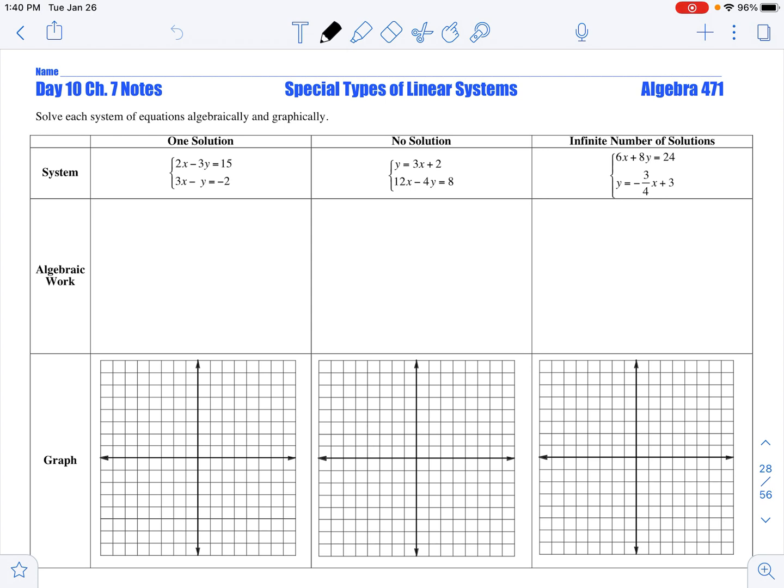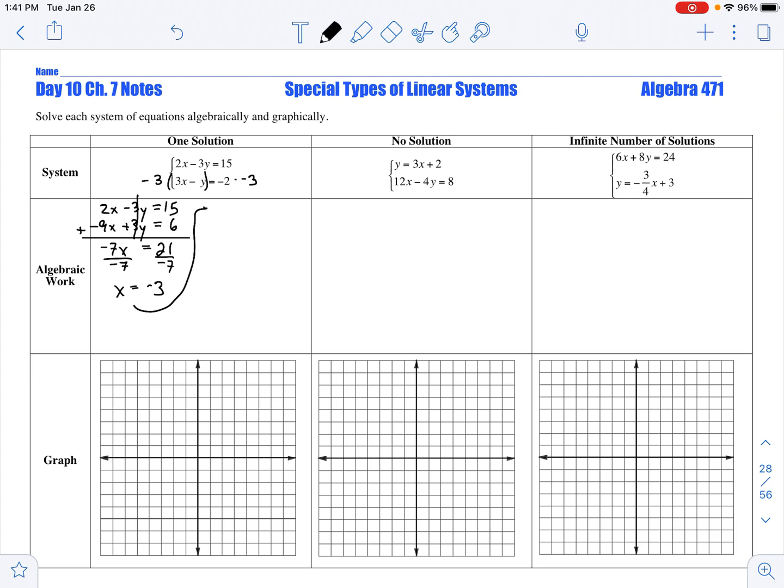And what I'm going to do is eliminate my y's. So I'm going to multiply the bottom equation by -3. And when I do that, the top equation is 2x minus 3y equals 15. The bottom equation becomes negative 9x plus 3y equals positive 6. Add going down, we're going to get negative 7x, the y is canceled out, equals 21. Divide by negative 7. x is equal to negative 3.